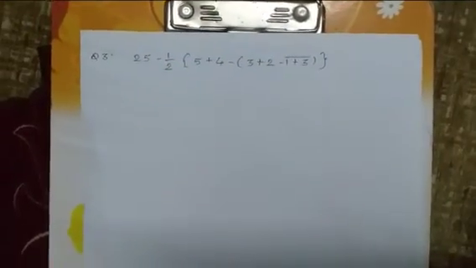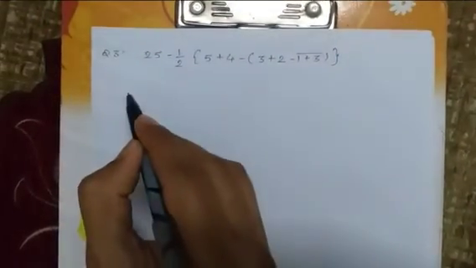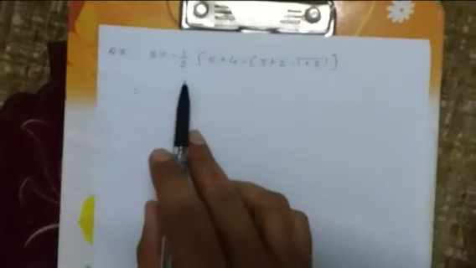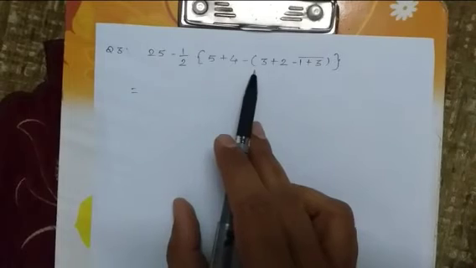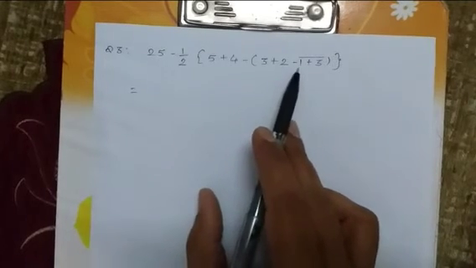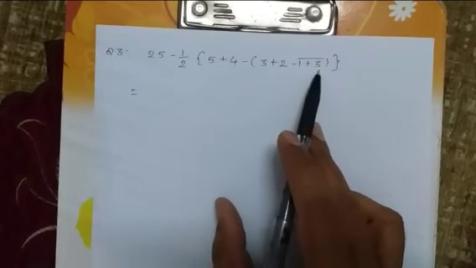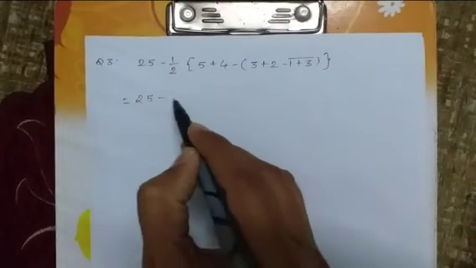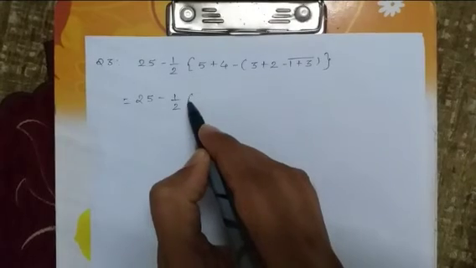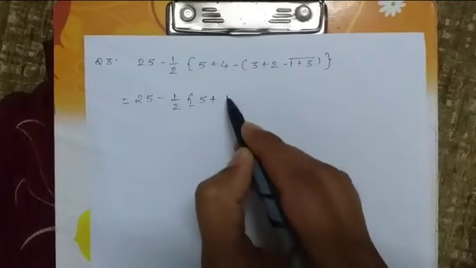Now let's see question number 3. See here, what is the question? The question is 25 minus 1 upon 2, in curly bracket 5 plus 4 minus, in common bracket 3 plus 2 minus, in vinculum 1 plus 3, small bracket closed, curly bracket closed. So first, as per the rule, we have to open the vinculum, or you can say bar bracket.